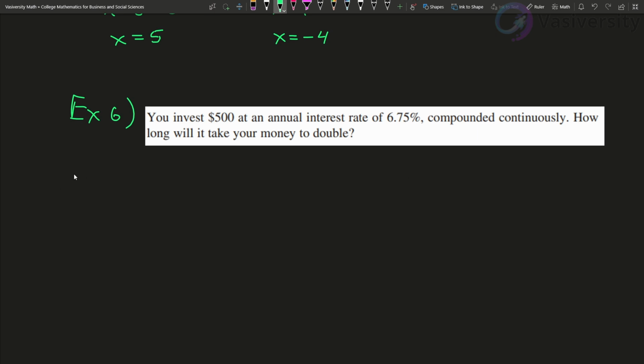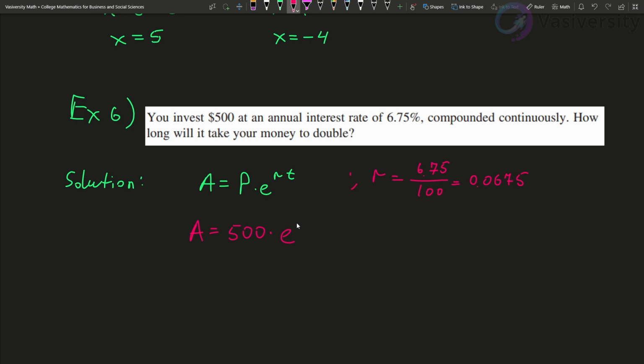Okay, so let's recall the formula. Remember the formula, A is equal to the principal times e to the power of rt, where r is the rate and t is the time. So in our case, for our problem, our equation is A is equal to 500 times e to the power. So r is 6.75 divided by 100, which is going to be equal to 0.0675. So we're going to have e to the power of 0.0675t.